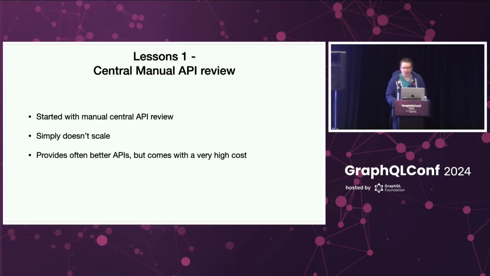So it provided better APIs maybe overall, but it came with such a high cost that now we changed to a self-responsibility model, where every subgraph is ultimately responsible for their API with some constraints which we set. So we define certain rules and schemas, some of them are enforced, and inside these rules, the underlying teams can do what they want.